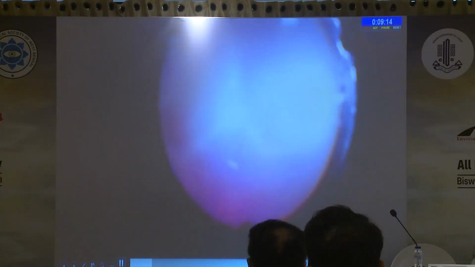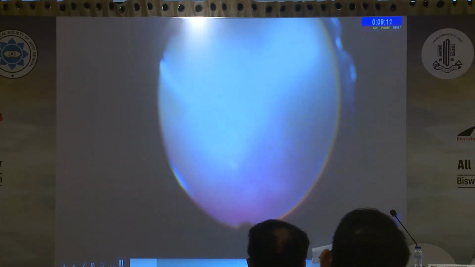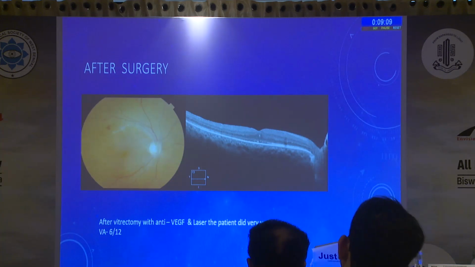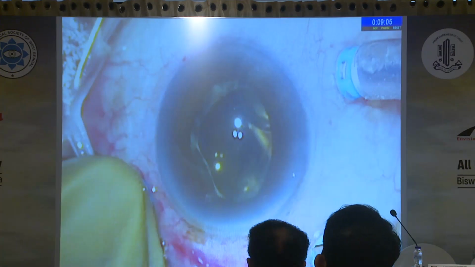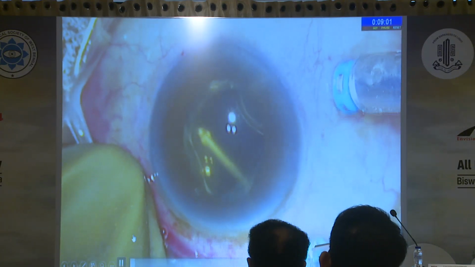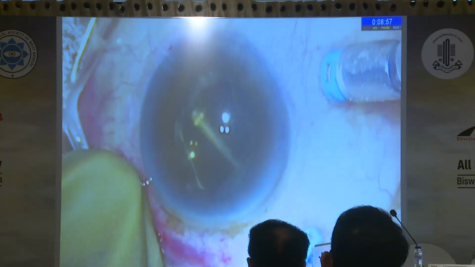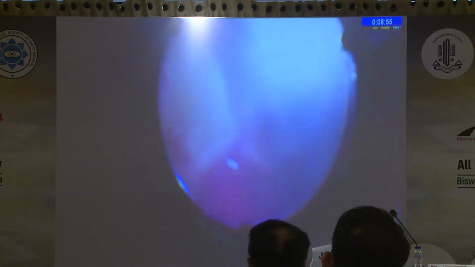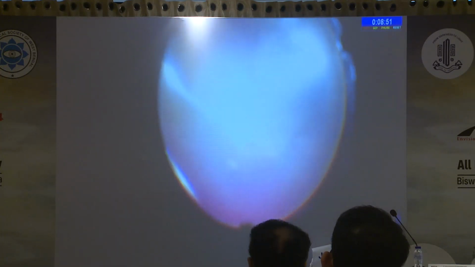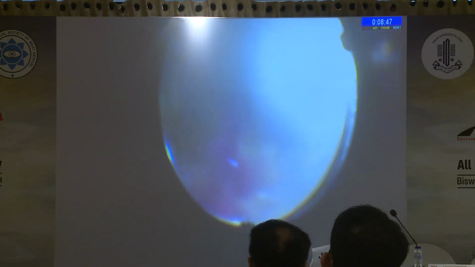forward it. You can see the dense hemorrhage is there. You can see the gas was still there. The tamponade was still there. If you don't counsel, the patient will go to another surgeon.